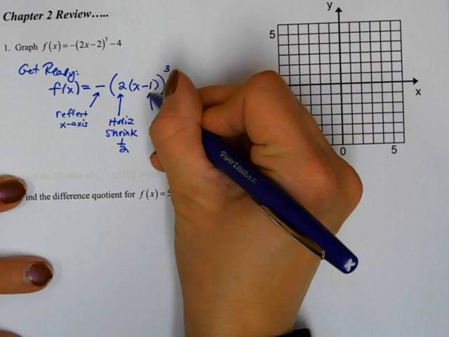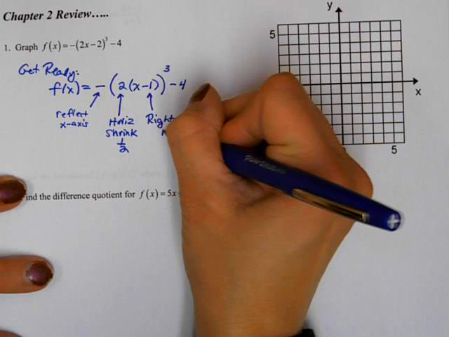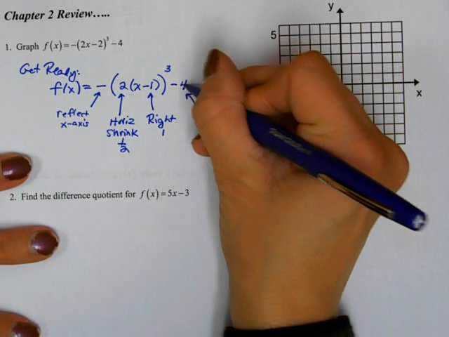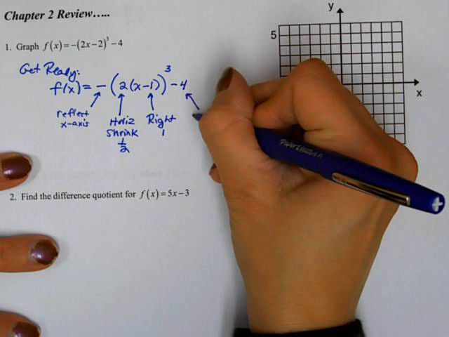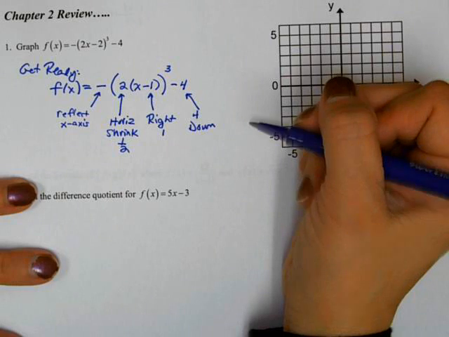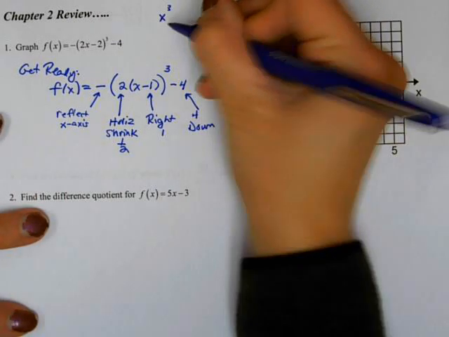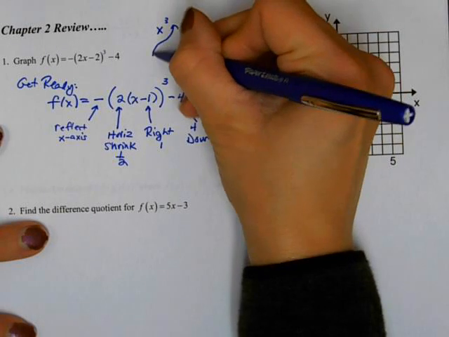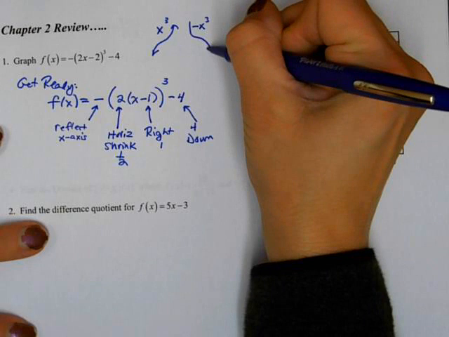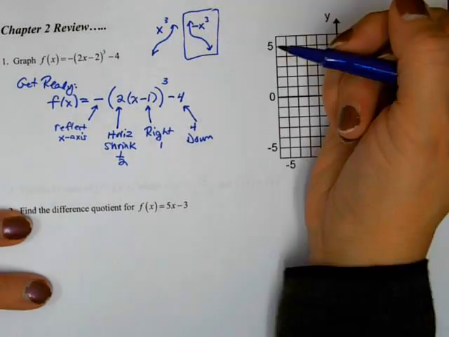This minus 1 tells us to shift to the right 1. Everything inside is weird. The outside stuff is just like you'd expect. This is vertical, and that's going to be a shift 4 units down. A regular x cubed, let's remind everybody, goes up, up, up to the right. But a negative x cubed is going to be going down, down, down to the right. So we have to make sure we draw our graph with this kind of shape.